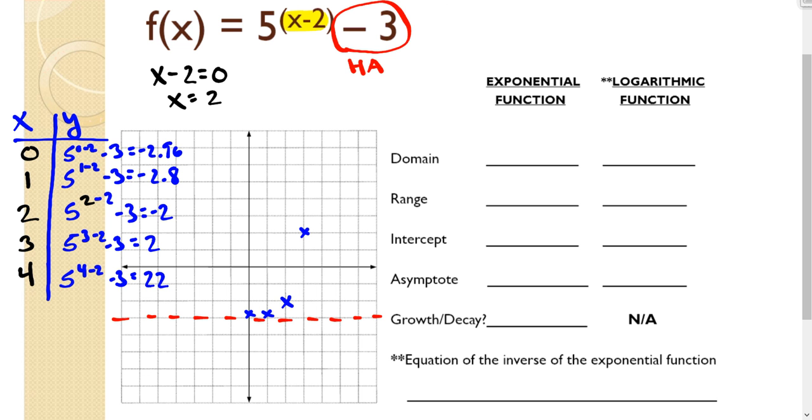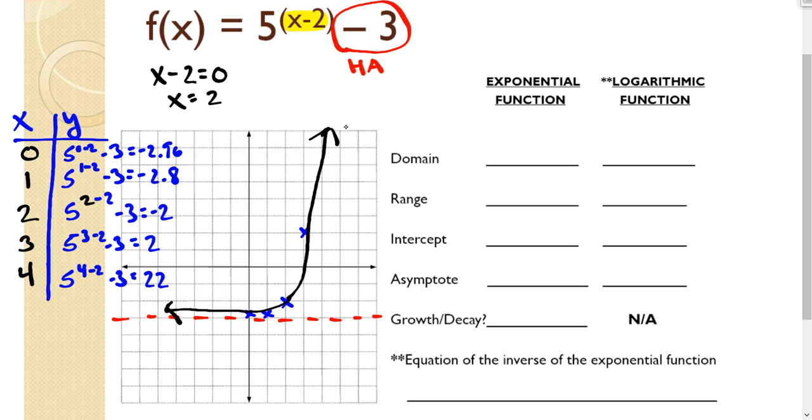And then I can play a super fun game called Connect the Dots. So we're going to go here, and then we're going to kind of turn up, and we're going to get really, really steep, okay? So in general, that's kind of the shape it's going to look. Is that the world's greatest graph? No, I'm a math teacher, not an artist.